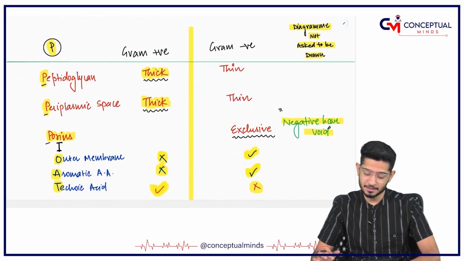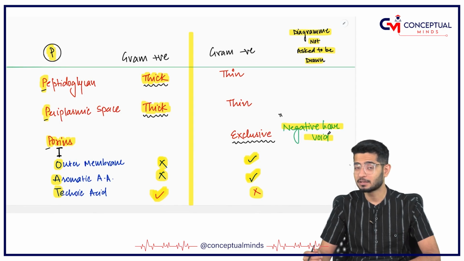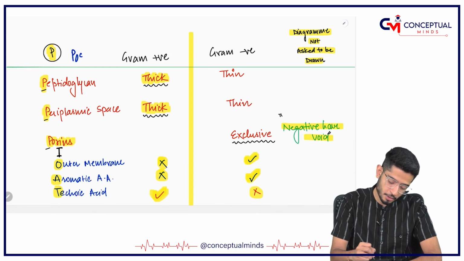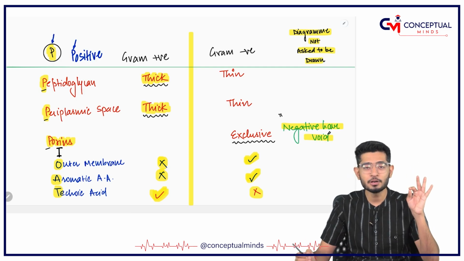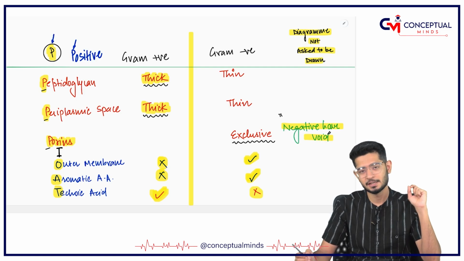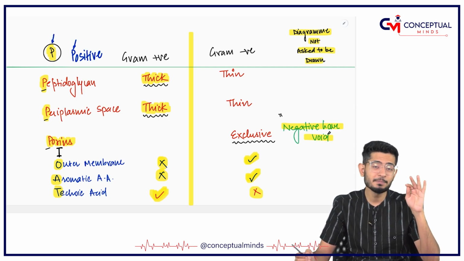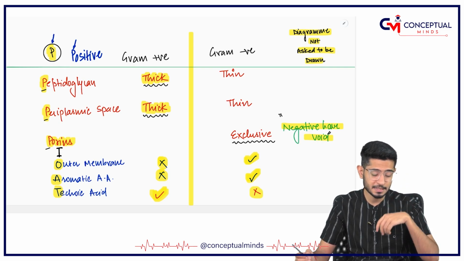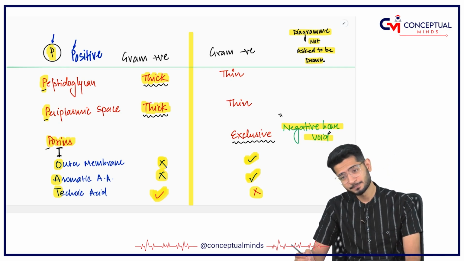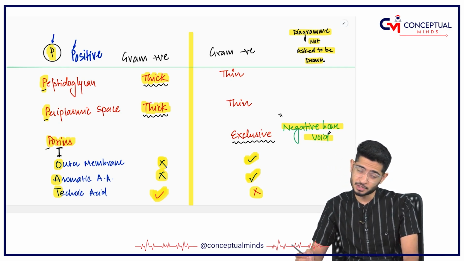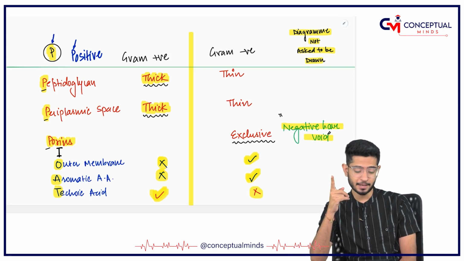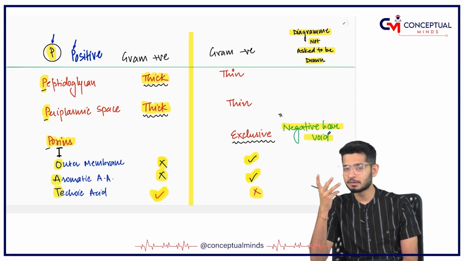Coming on to the next part, what is the difference between the gram-positive and gram-negative bacteria? Remember, gram-positive has got a lot of P's. So what are the P's? P for peptidoglycan, that is thick in case of gram-positive. Next P is periplasmic space. Third P is porins. But if I say that porins are present in gram-positive, that's going to be a wrong statement. So see, I told you 3 P's. One P is peptidoglycan, other P is periplasmic space, and third P is porins.